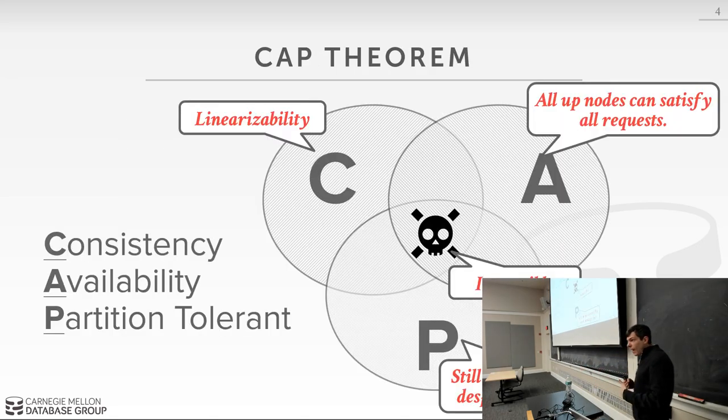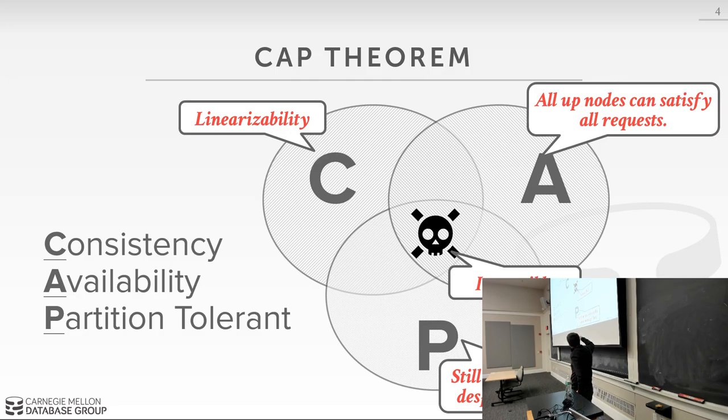The CAP theorem was a proposal from Professor Eric Brewer that basically said if you have a distributed system that you want to run transactions on, you can only have two out of three properties: consistency, availability for all network failures, and partition tolerance. You can't have all three. The middle ground is impossible, and it's been proven that it's impossible.